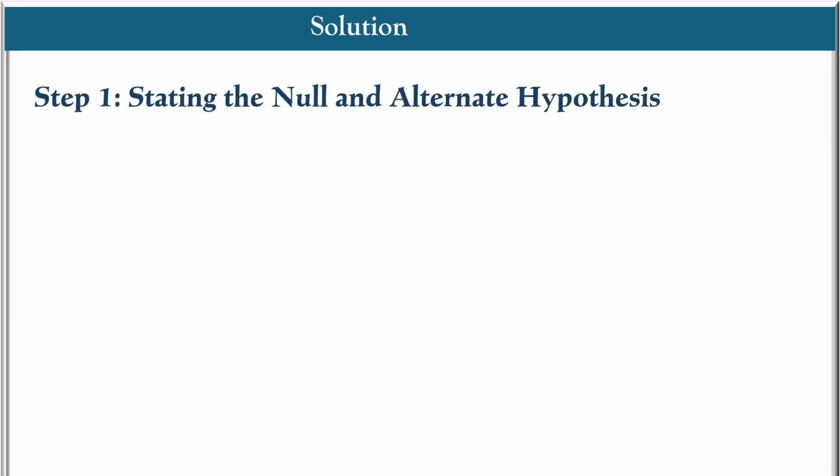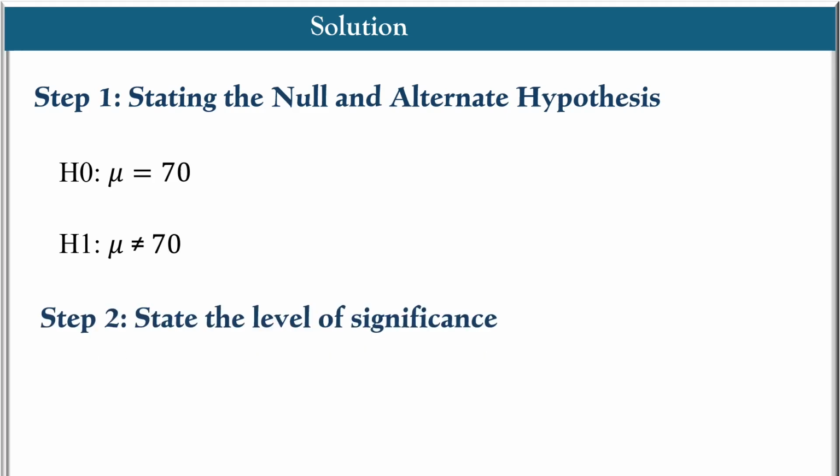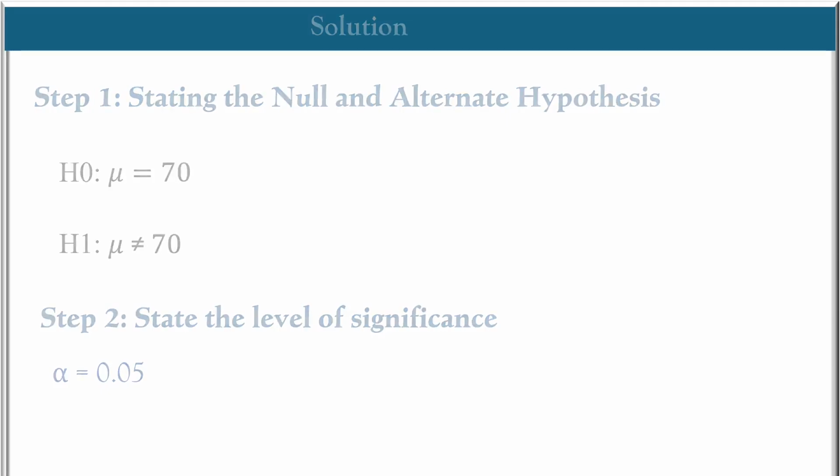So the first step is stating the null and alternate hypothesis. So the null hypothesis here, we are saying the mean is equal to what? 70. The mean score in math is equal to 70. Then we have the H1, the mu is not equal to 70. And step 2, state the level of significance, which was given to us as 0.05. If it was not given, we're still going to use this one because this is the default or the standard alpha level or significance level. That is step 2. Then we go to step 3.